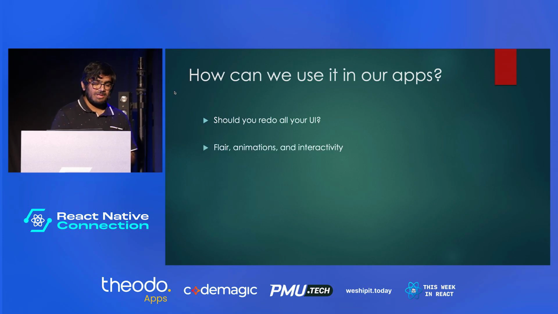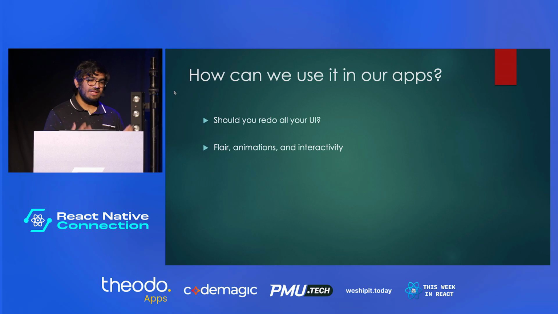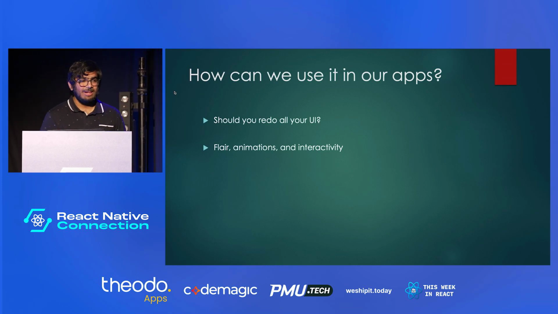So I think the better use case is for things like flair or animations or interactivity. Maybe you want a bunch of confetti to pop out when you click a button, or maybe you want to have a nice glowy animation around part of your app, or maybe you want to make a very interactive widget. So I think that's kind of the better use case for Skia.